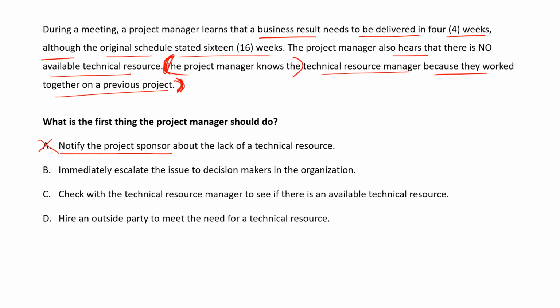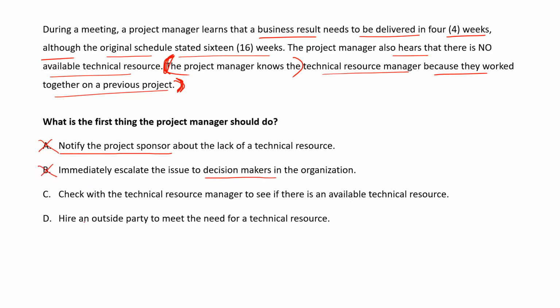So this is never the right approach. You want to get fired from your organization? It's a simple answer like this. Instead of going to your management, you are going to the sponsor. It's not the right approach anymore. Immediately escalate the issue to decision makers. Who are the decision makers? We are working on a project, not in the organization, and while you are in the project, you are in charge, not the decision maker in the organization.